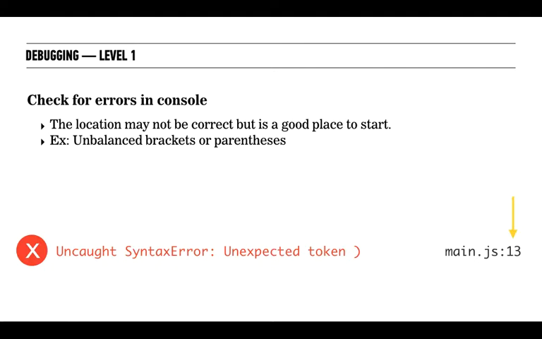With jQuery, a lot of our errors are going to show up in the console. It's going to give us a message saying what's wrong and give us a hint as to how to fix it. And it's going to tell us where in our code it is. In this case, it's telling me it's in my main.js file on line 13.